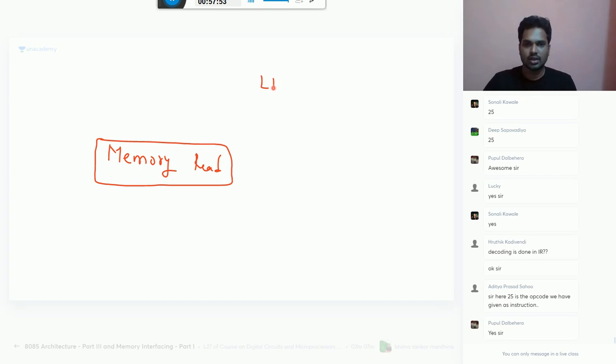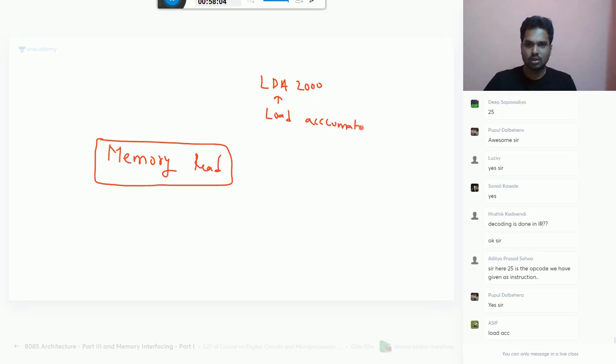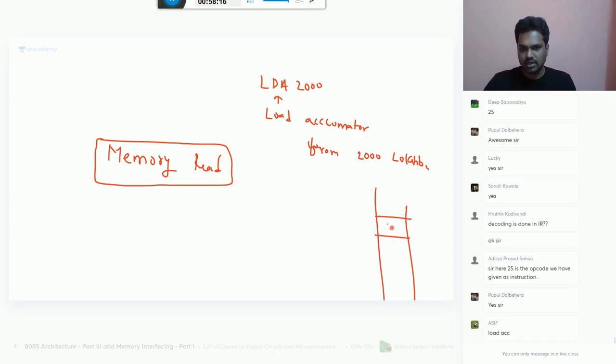Suppose I have an instruction LDA 2000. What does it mean? Load accumulator from 2000 location. This is an instruction of the 8085, for example. Listen. So how you write this program is like this.